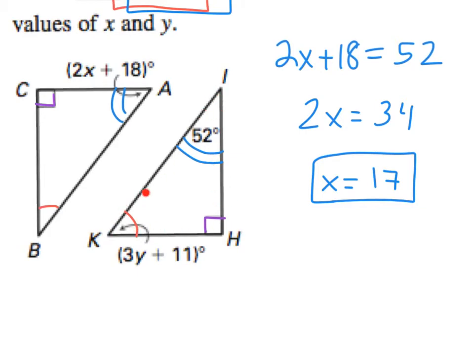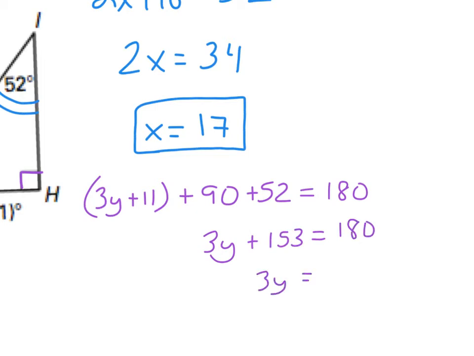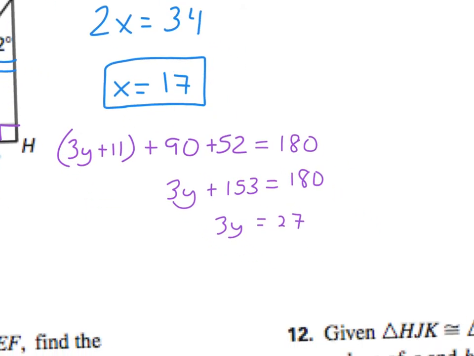Class, what do the three angles of a triangle add up to? 180. There we go. So I can now write this: 3y plus 11, that's the measure of angle K, plus the right angle, which is 90, plus the 52 at the top there, and all those sum to 180. Now I'm going to combine my like terms, and then subtract to get 27. So now divide by 3, and my answer is y equals 9.